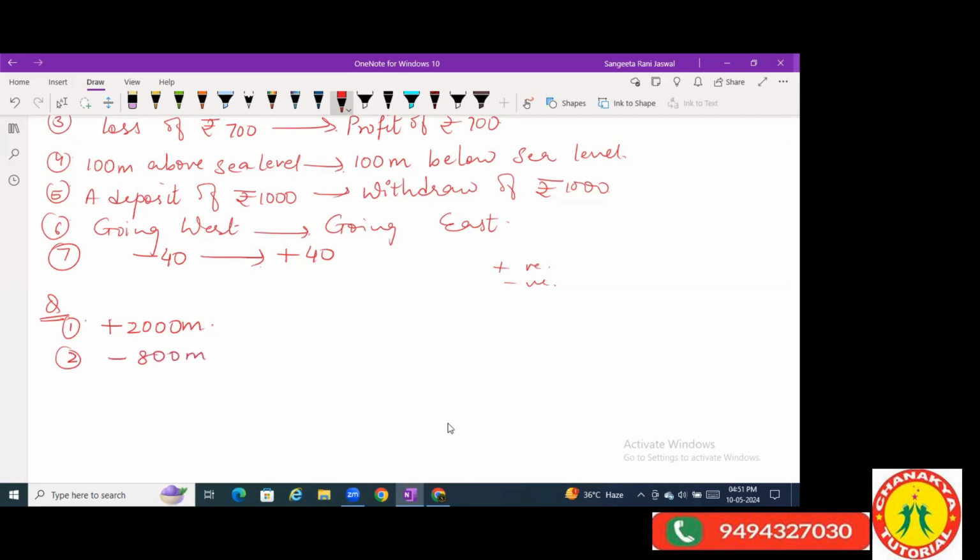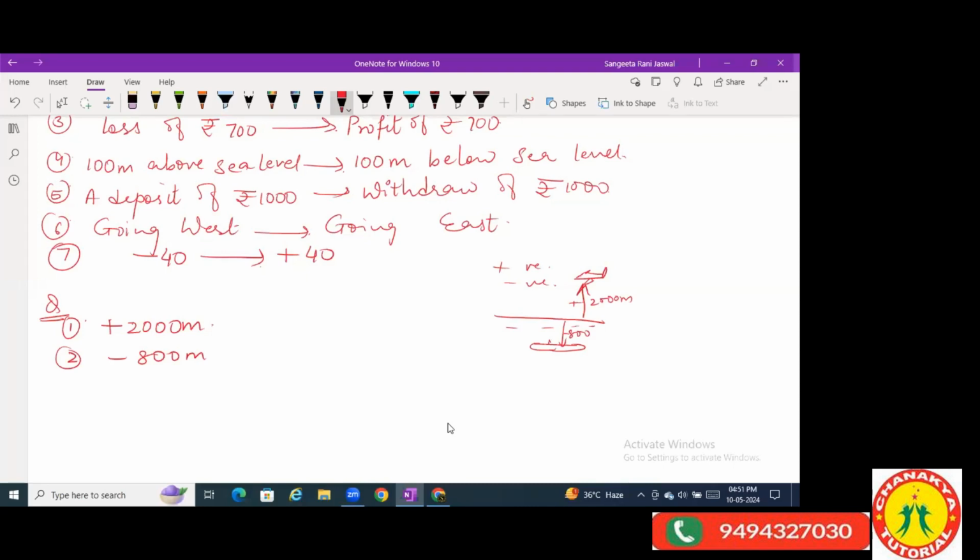So that is below the sea level. This is the sea level, no? The aeroplane is flying high here, like this. But the submarine is moving below the sea level, like this. This is the submarine. It's moving 800 meters below sea level. And this was 2000 meters above sea level. So that was positive. Right?